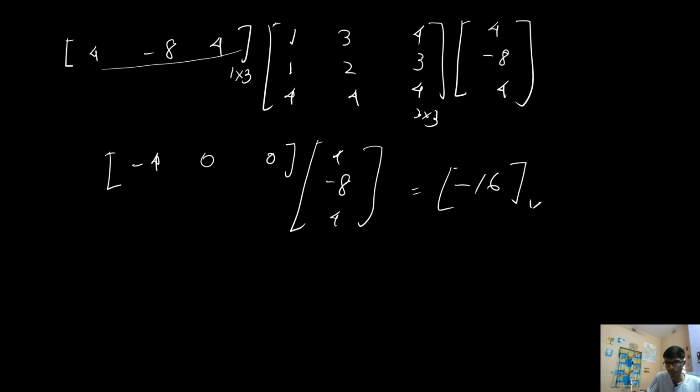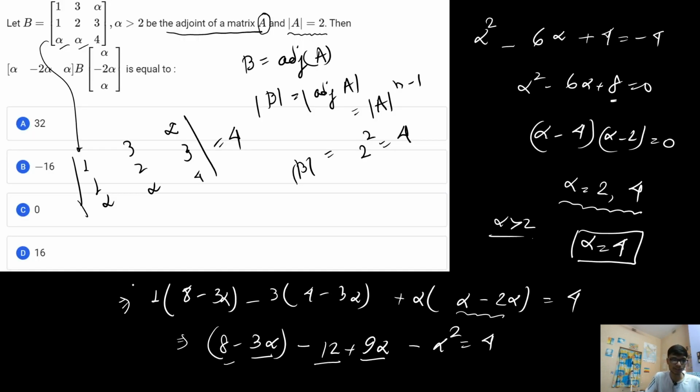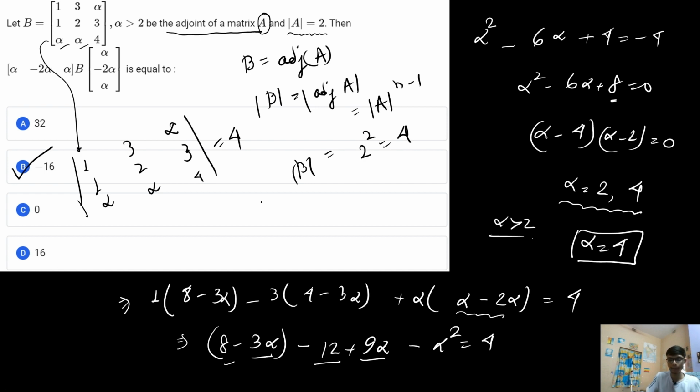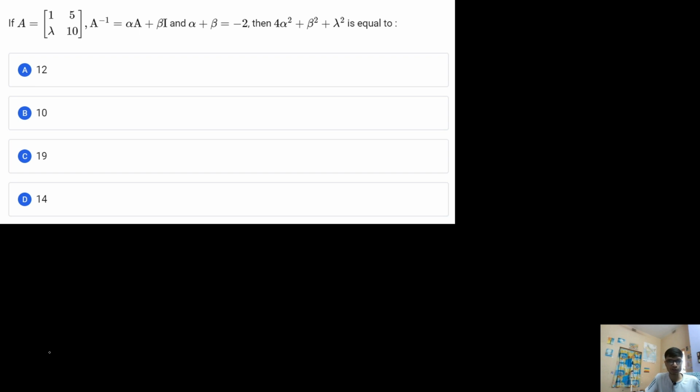That is a matrix of 1 cross 1, a 1 cross 1 matrix, that is minus 16. So the answer will be basically minus 16, which is given in option number B. I hope this solution was clear. Now let us move further and solve this particular question.